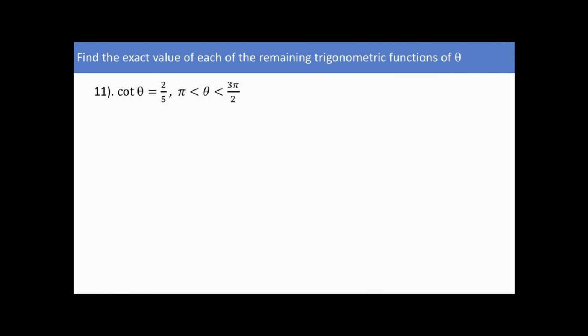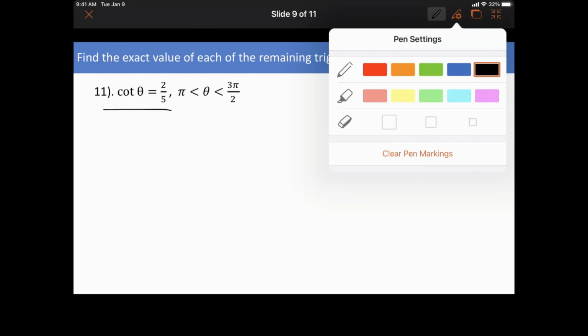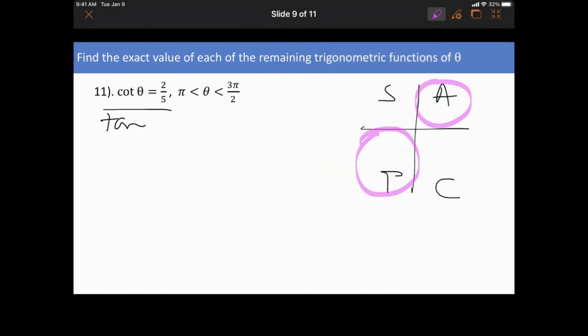All right, so let's try this one. Okay, so it says cotangent is 2/5. Okay, but that doesn't tell me enough information just in this one part, because cotangent, which goes with tangent, one of the big three, all students take calculus, can be positive in the first quadrant and the third quadrant. So I need more information.